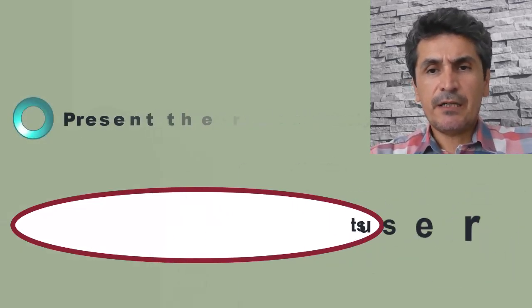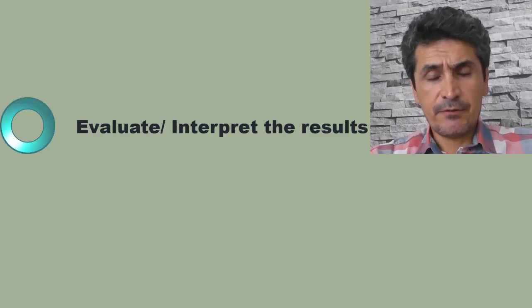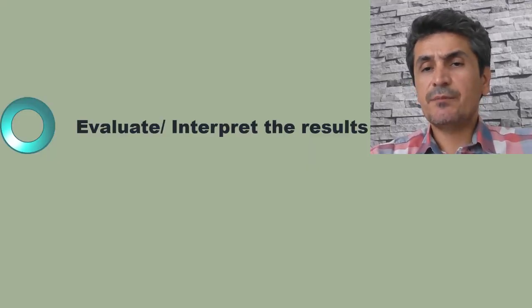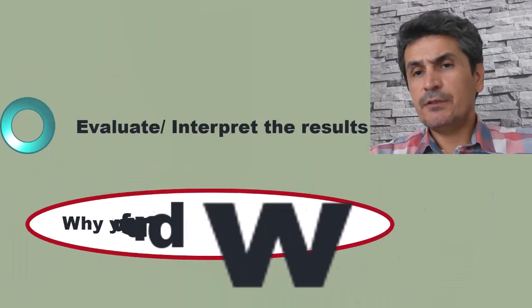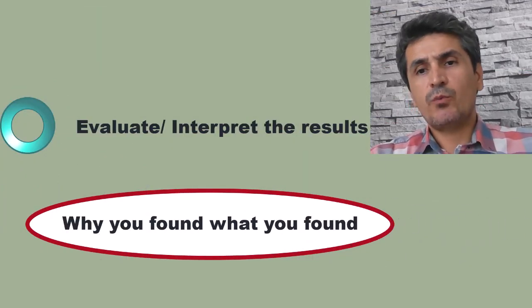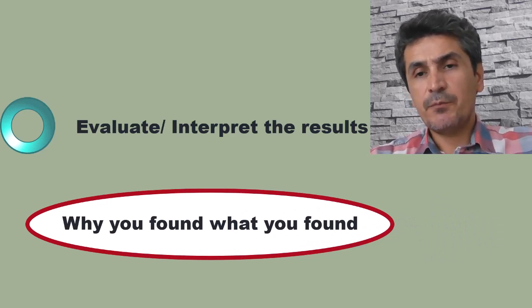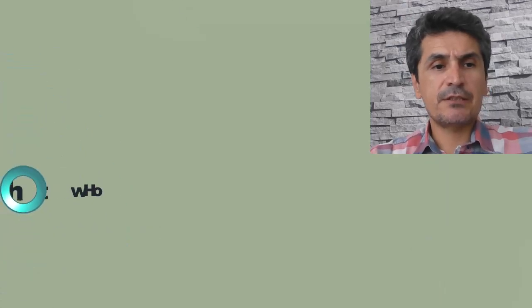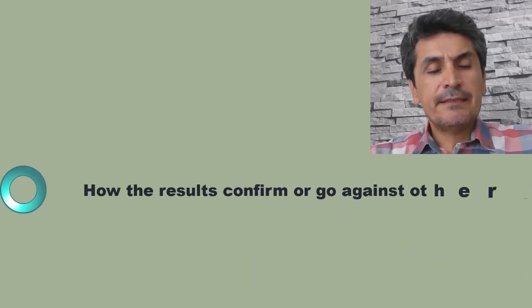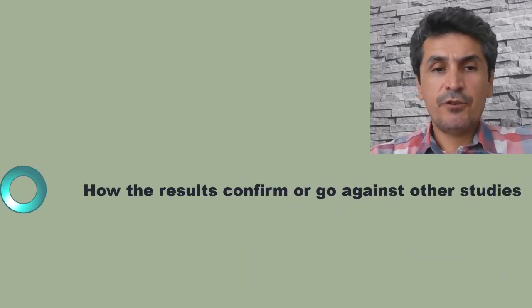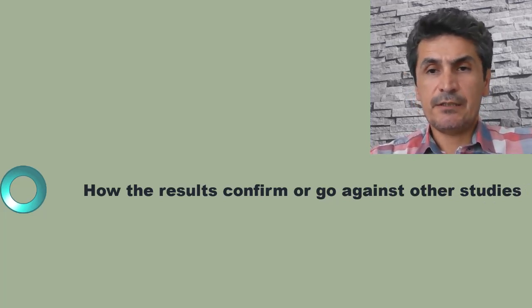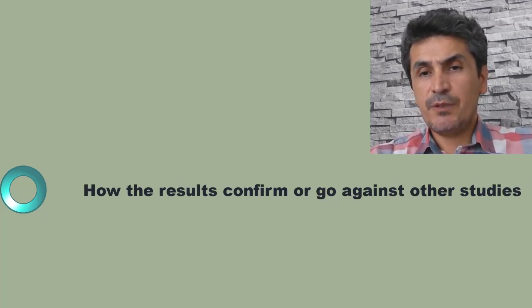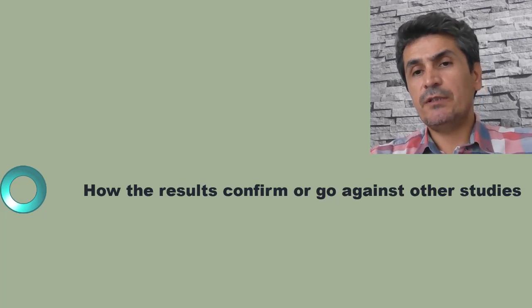So in the discussion part of it, or if the discussion is a separate section, it's where you evaluate and interpret your findings. So basically, it's about explaining or discussing why you found what you found. Yes, you found something, but what it means, you need to discuss. And another thing that you do in the discussion section is that you discuss how your results confirm or go against other studies. So these studies could have already been mentioned in your literature review section.